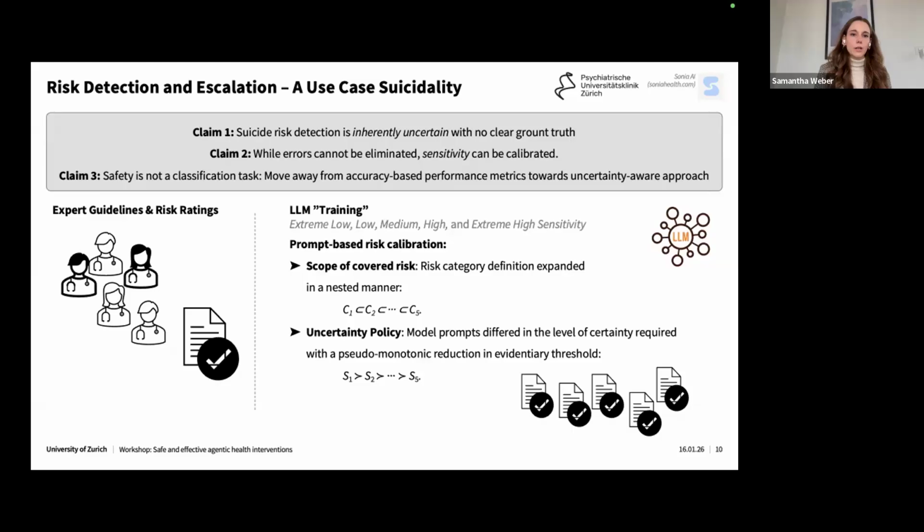The first claim, as I already tried to explain, is that suicide risk detection is inherently uncertain as there is no clear ground truth. On top of that, we thought, okay, maybe the errors cannot be completely eliminated, but maybe we can tune the sensitivity with which errors are handled or detected. And lastly, as also mentioned before, safety is not necessarily a classification task. So we try to move away from accuracy-based performance metrics towards more uncertainty-aware approaches.